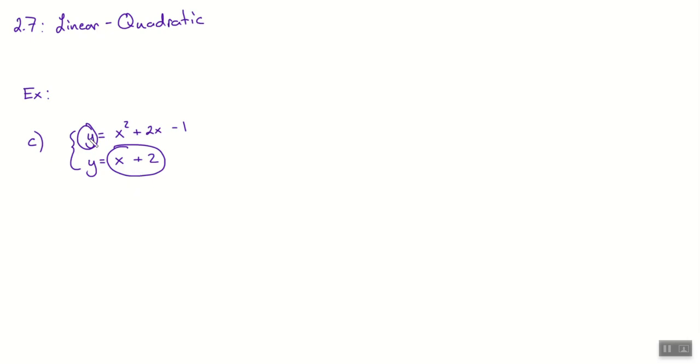I'm going to plug x plus 2 in for this, and we'll obtain x plus 2 equals x squared plus 2x minus 1. And this step right here, from this to this, we just substitute. That's all we've done. We're using substitution, and we've done it. Okay. Once we've done this very initial step, the rest of the problem is pretty much what we've been doing.